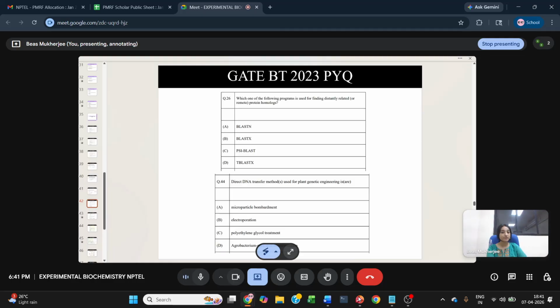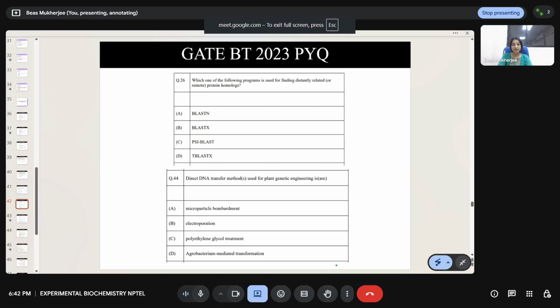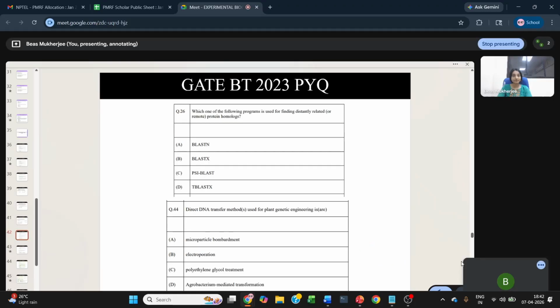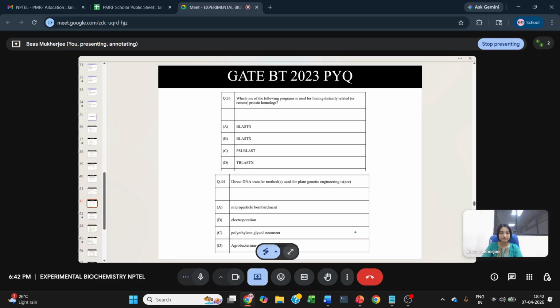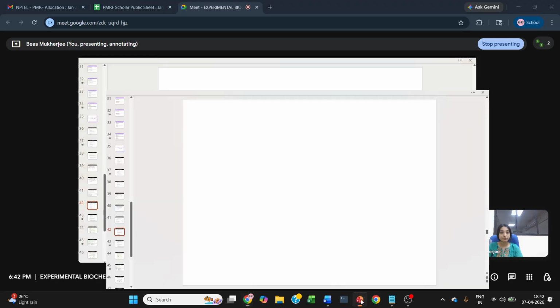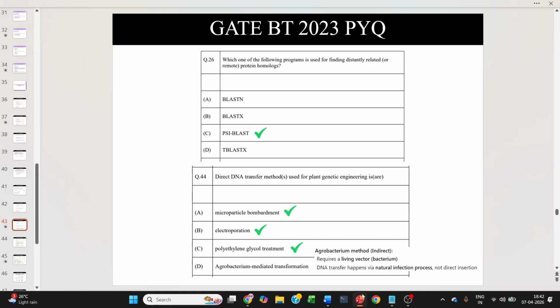direct DNA transfer methods used for plant genetic engineering is or are microparticle bombardment, electroporation, polyethylene glycol treatment, and Agrobacterium tumefaciens mediated transfer. Agrobacterium mediated transformation. Okay. Which one do you think would be the right answer?